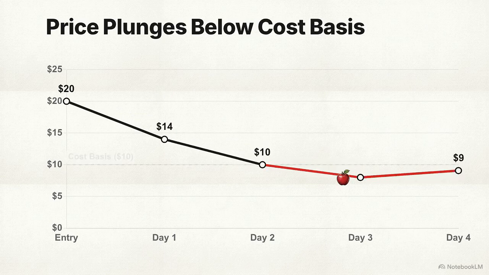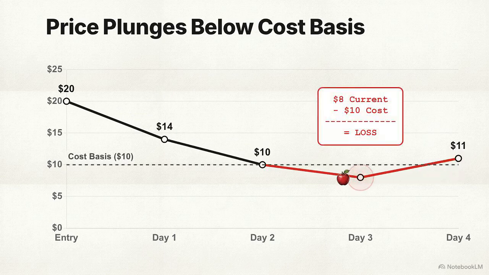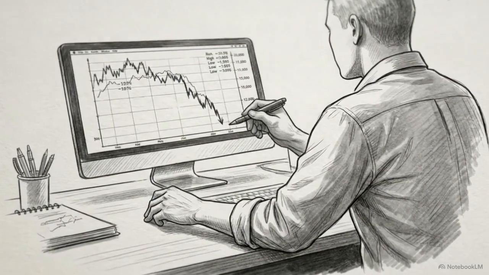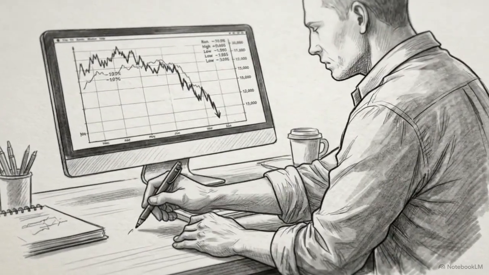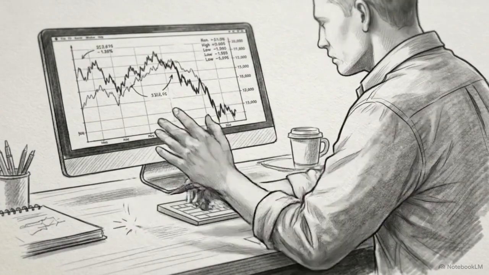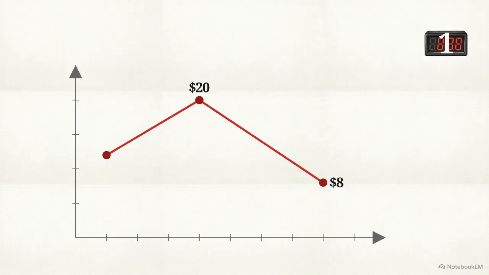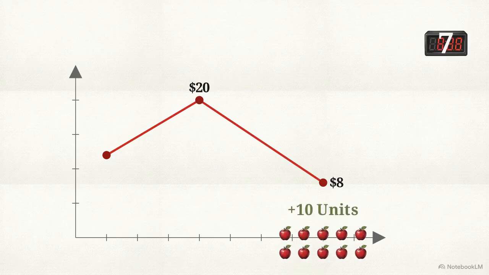Because Alex paid $10, the investment is now sitting at a loss. This low point is recorded as the Min P&L, or minimum profit and loss. It marks the specific moment when Alex's account balance was at its lowest point during the trade. Min P&L shows the level of exposure Alex faced, measuring the risk taken before the trade eventually moved back into the green. Seeing that apples are now cheap, Alex buys 10 more at that $8 price.